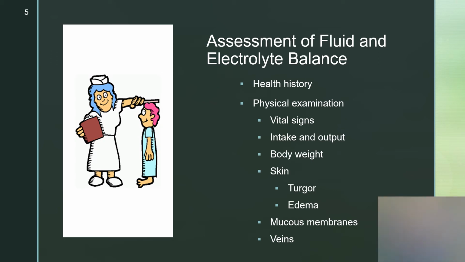We can also look at the veins. Vein filling can be a good indicator of fluid volume. If the jugular veins are visible more than 3 centimeters above the sternal arch, fluid volume excess might be present, but if no distension is present, fluid volume deficit might be present.